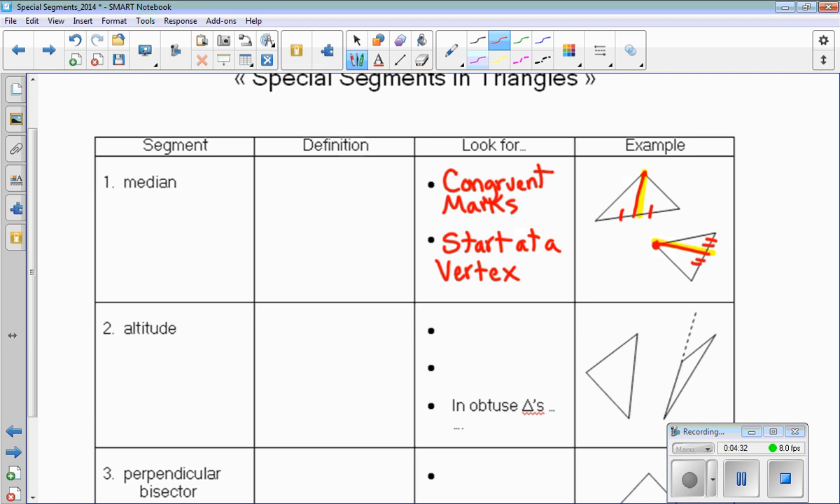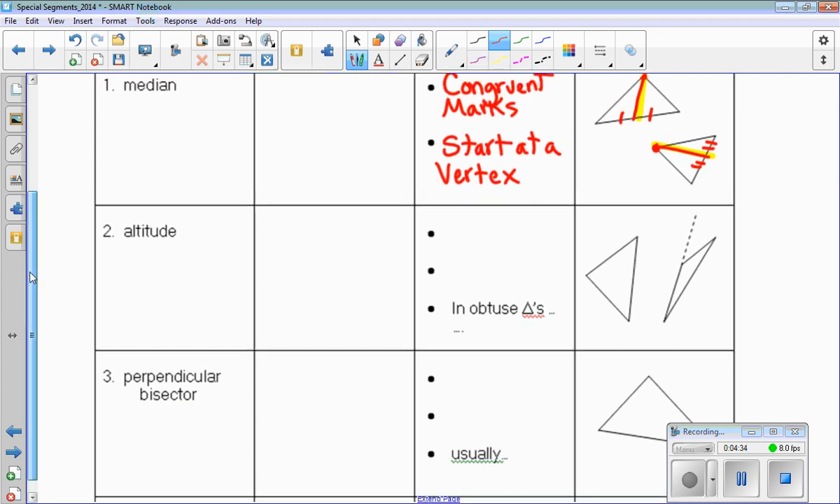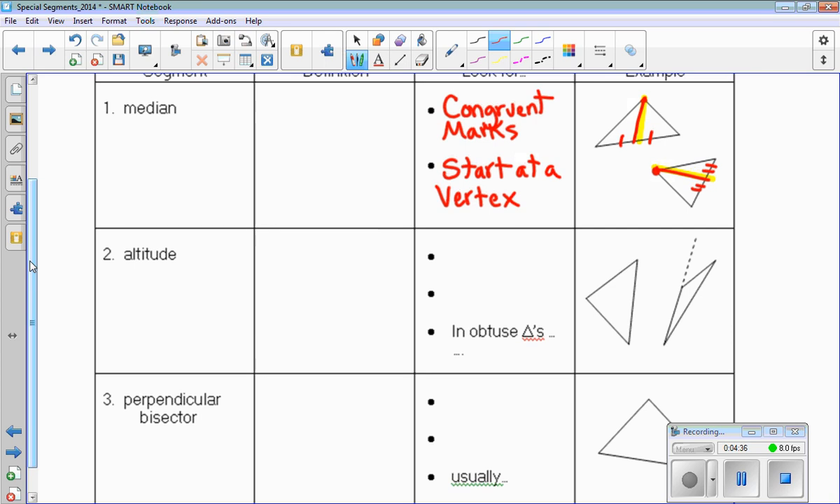An altitude is a different word. Anyone ever heard the word altitude before? An airplane. What does it mean when you're at an altitude of 16,000 feet? It means like how high you are. The height, exactly. And actually, it's a synonym for height.